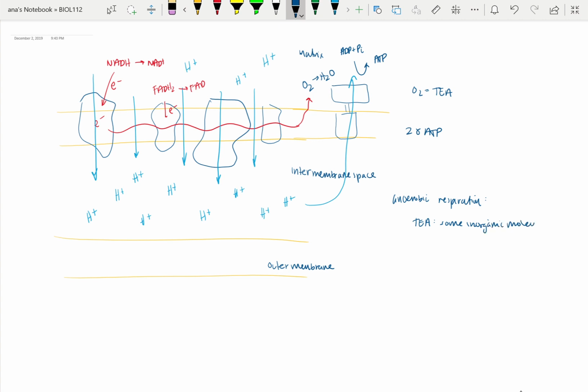inorganic molecule, like nitrates or sulfates. You don't really need to know these details, but you just need to know that there is a different terminal electron acceptor, and they have a different way of getting those electrons from the complexes onto a terminal electron acceptor. Also, although they have a similar cellular respiration pathway, they're generally less efficient, and so they don't produce as much ATP as aerobic respiration does. But it's pretty cool how they have a very similar pathway, but at the end they have a different terminal electron acceptor, which allows them to do something similar.